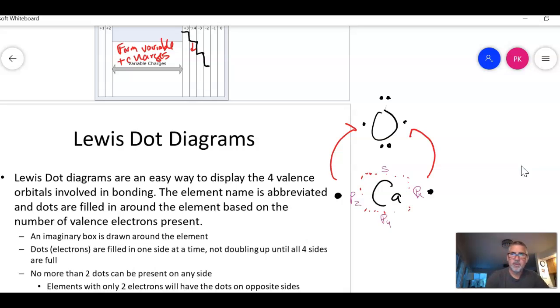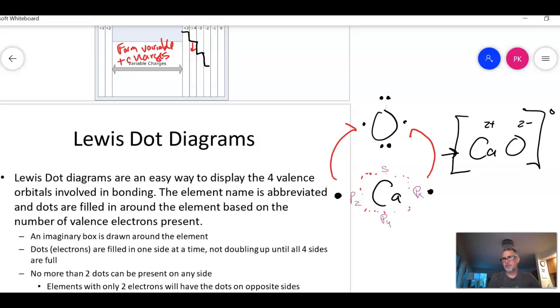The result of that is going to be a bond of calcium and oxygen. Now the calcium will have a 2 positive charge because it has 2 fewer electrons than it does protons, and oxygen is going to have a 2 negative charge. So when we talk about the resulting charge, when these come together, the result is going to be 0, because they're going to equal each other out. We'll talk about that in just a second.